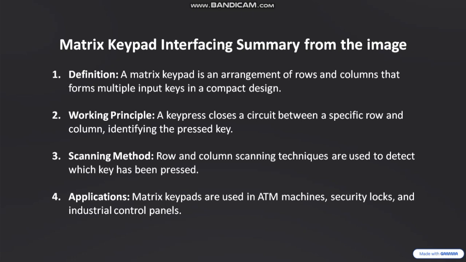The next interfacing is matrix keypad interfacing, summarized from the image. A matrix keypad consists of rows and columns arranged in a grid. When a key is pressed, a specific row and column are connected. The microcontroller continuously scans the rows and columns to detect which key is pressed. This method reduces the number of pins required, and matrix keypads are used in ATMs, security systems and password based devices.